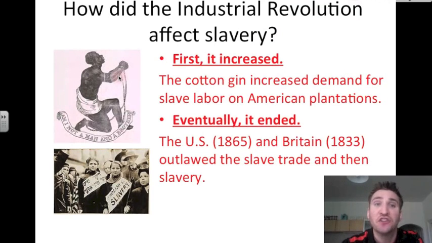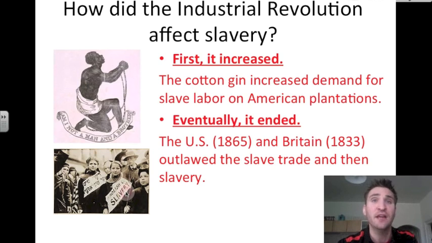And first, slavery increased during the Industrial Revolution, as I said, because the cotton gin increased demand for slave labor on American plantations. Eventually, slavery ended. The US in 1865 and Britain in 1833 outlawed first the slave trade and then eventually slavery itself. And you see these young women who are wearing protest slogans, abolish slavery. The women's rights movement and the movement to end slavery were very much connected.